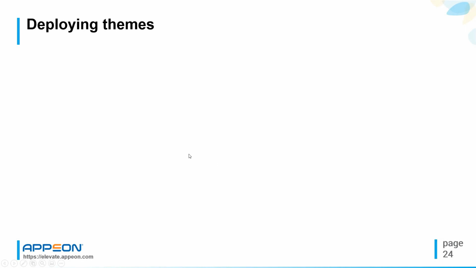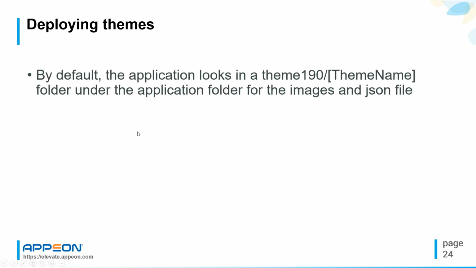Okay, so we've created our custom themes. Maybe we even created some custom control themes. How do we deploy all this? We touched on this a little bit earlier. By default, at runtime PowerBuilder is going to look for a theme folder underneath your application folder, and then it's going to look for a folder name that matches the name of the theme you're applying.